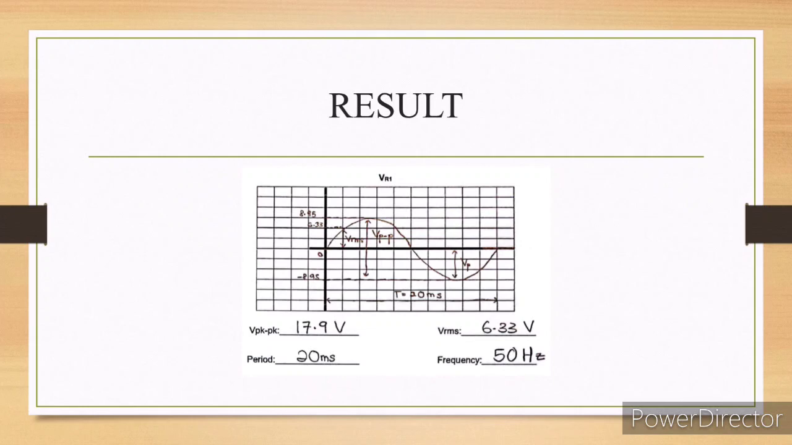This is the graph that we have drawn for the resistor 1 voltage. The peak to peak voltage value that we produced is 17.9 volts. The period is 20 milliseconds, the VRMS is 6.33 volts, and the frequency is 50 Hz. So that's all from me. I would like to pass this presentation to my teammate. Thank you.